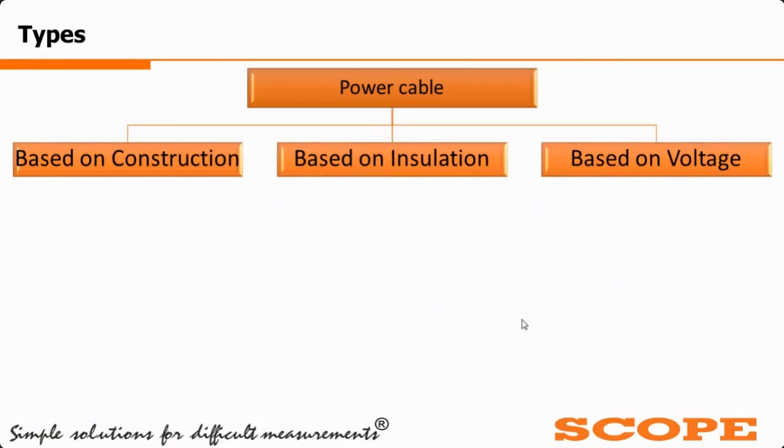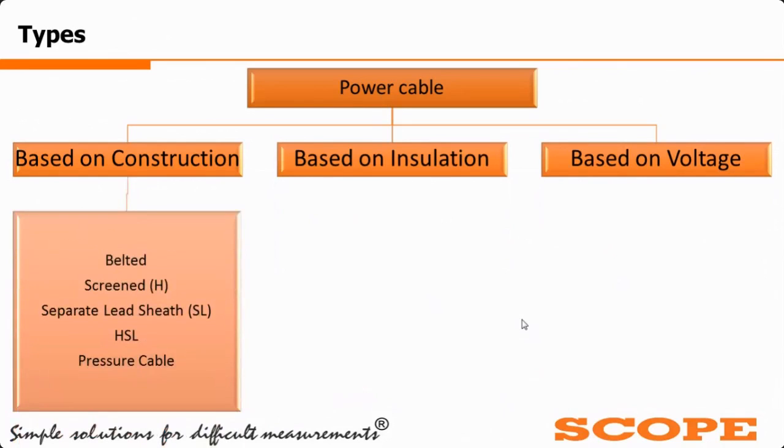Now we will see the different types of power cables. Power cables are mainly categorized in three ways: first based on construction, second based on insulation, and third based on voltage. Based on construction, the cable is categorized into belted, screened, separate lead sheath, a combination of screened and separate lead sheath, and lastly the pressure cable.